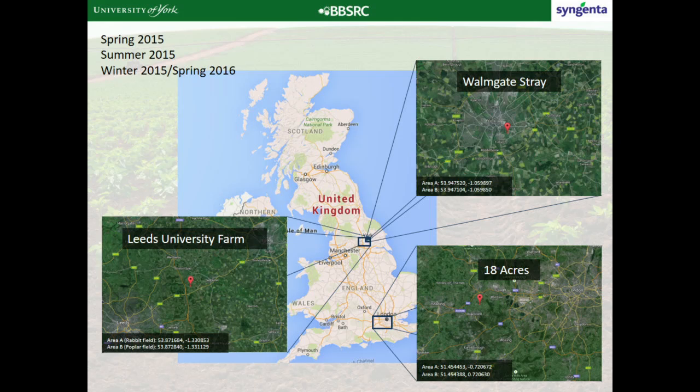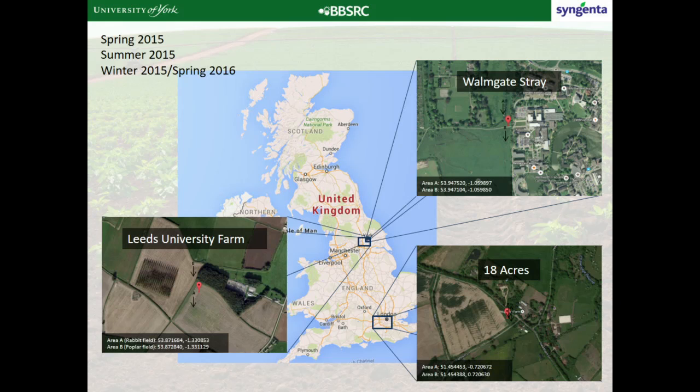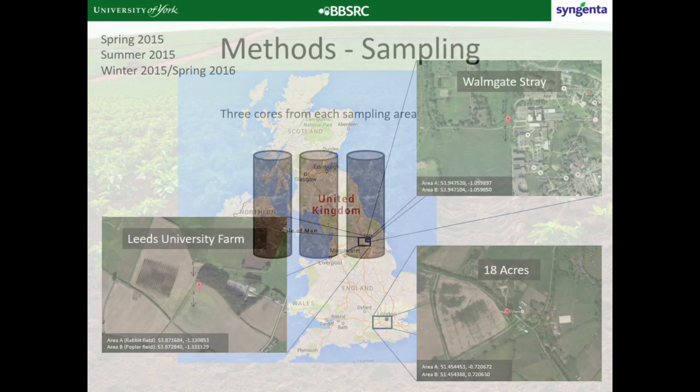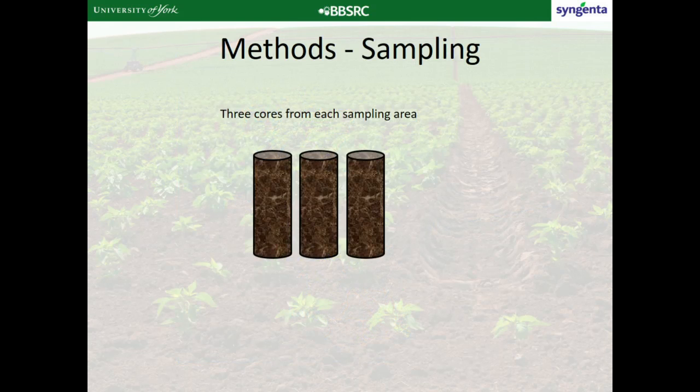18 acres is a pasture land next to Gellets Hill site owned by Syngenta and is the workhorse soil of the majority of their degradation studies. And Warngate Stray is another pasture land, a staggering 10-second walk outside the biology department here back in York. At each field site, I had 2 sampling areas, and from each sampling area, I took 3 cores.